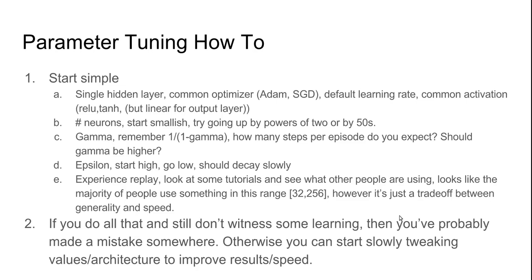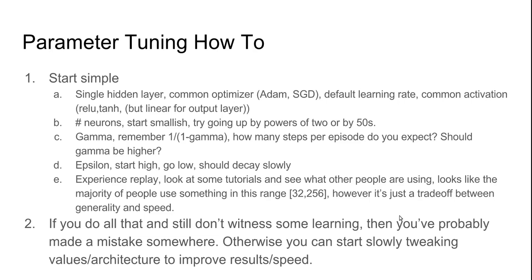Epsilon, no surprise there. You want to start high and go low and decay it slowly over time. I'll pick a number of episodes, like say 1,000 for the first experiments, and I'll decay it at a rate in which I reach my minimum epsilon toward the end. So if I'm doing 1,000 episodes, I want to reach my minimum epsilon around 900 or so. And then if I see it's learning, but I need a little bit more time, I'll increase the number of episodes, and then I will slow down my decay to let me reach it a little bit later.